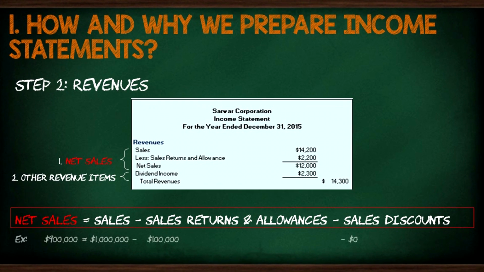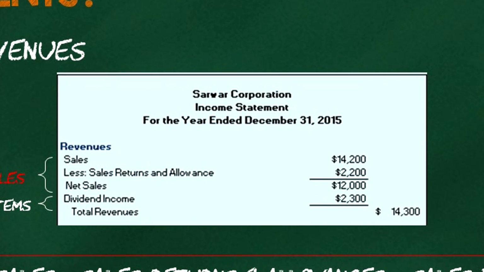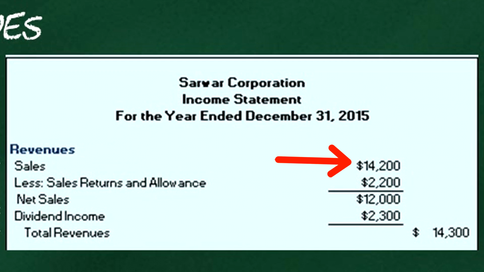So as you can see on this income statement, right, we had sales of $14,200. However, throughout the year, about $2,200 of those sales were returned. Okay, so we arrive at a net sales figure of $12,000. So we record that first in the revenue section.